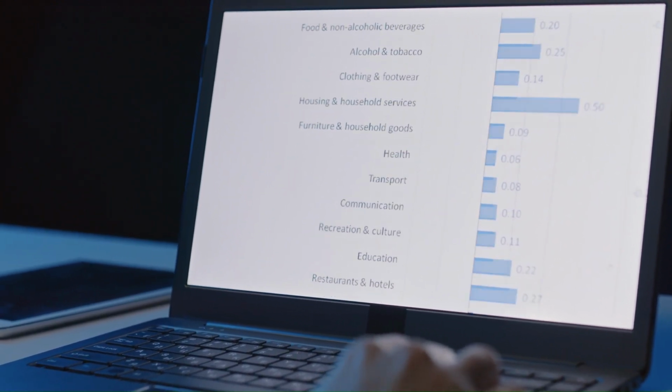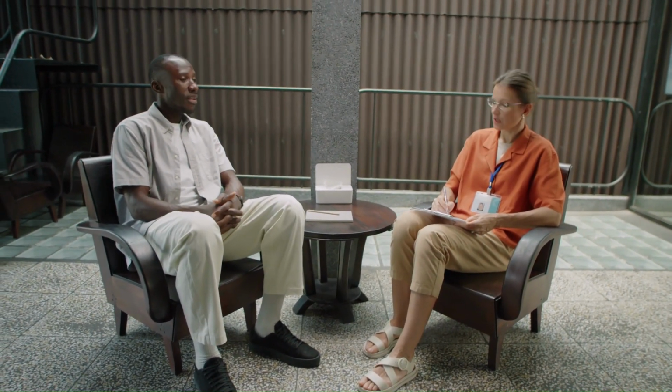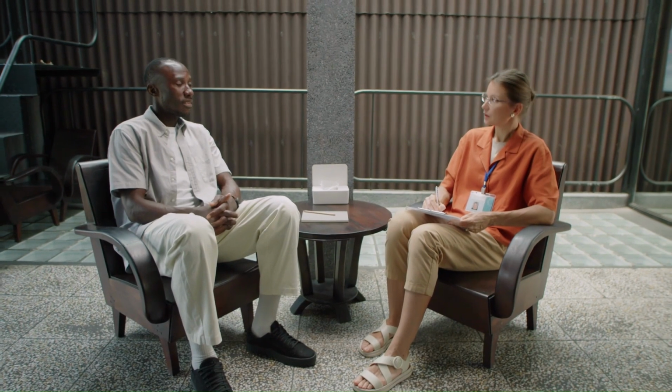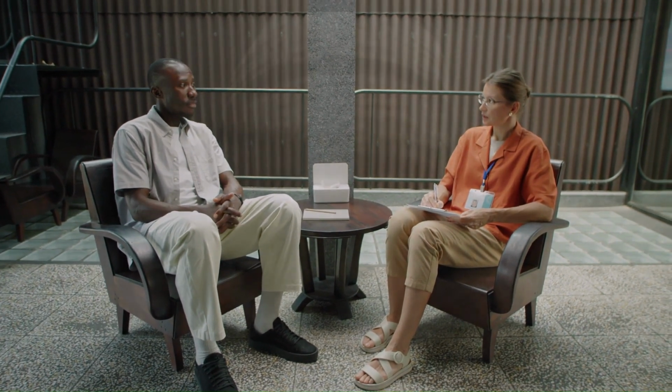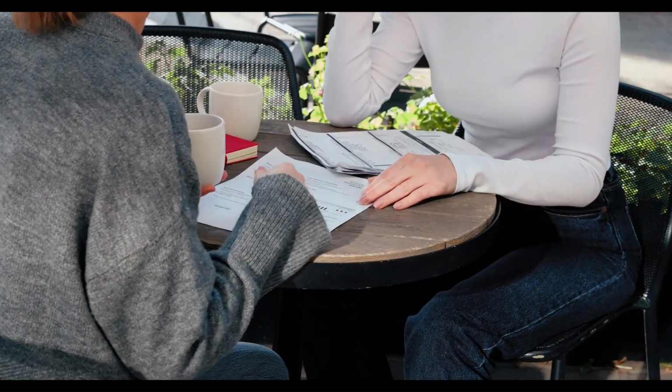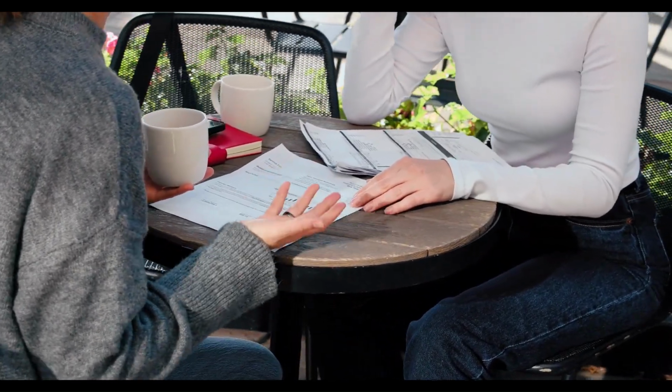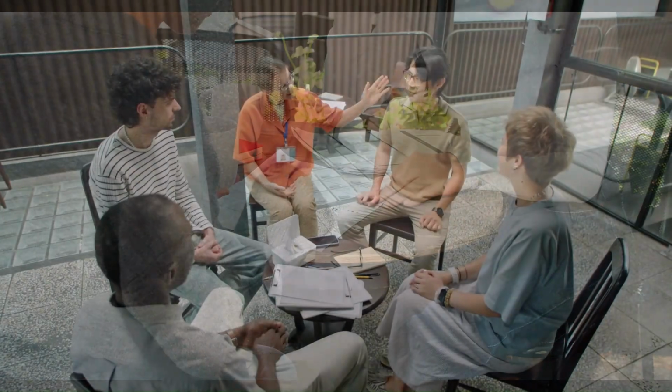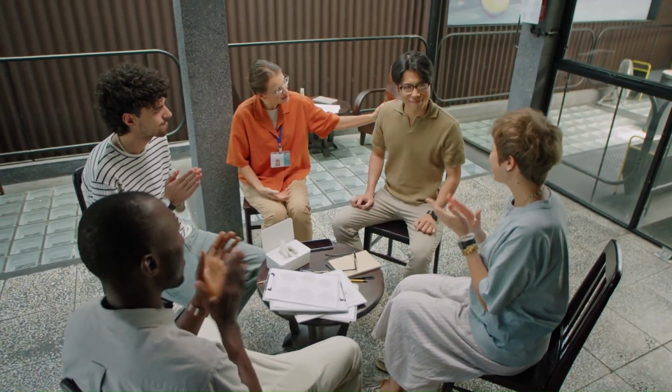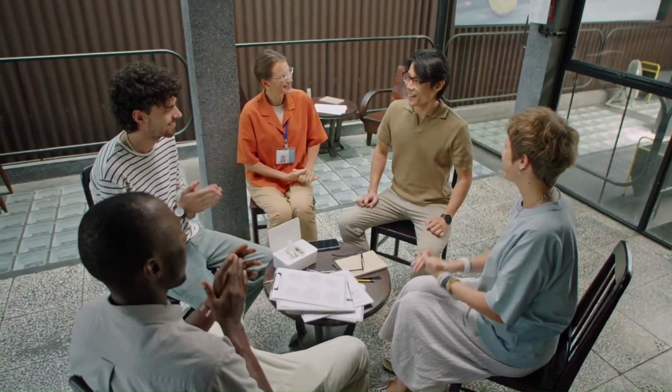Now, flip the coin, and you enter the realm of qualitative research. Imagine sitting down with a student to explore why they prefer coffee. What emotions does it stir? What memories does it evoke? Qualitative research dives deep into these textures of human experience. It's less about how many and more about why and how. Techniques like in-depth interviews, focus groups, and even projective methods like word association are tools of the trade here.